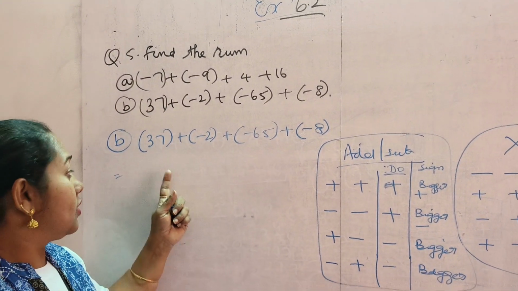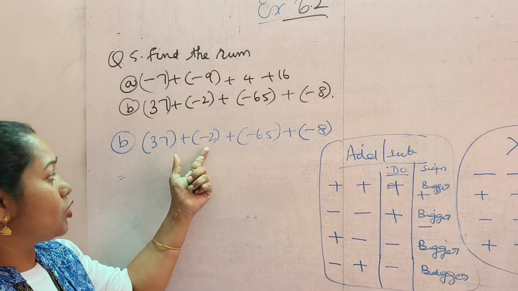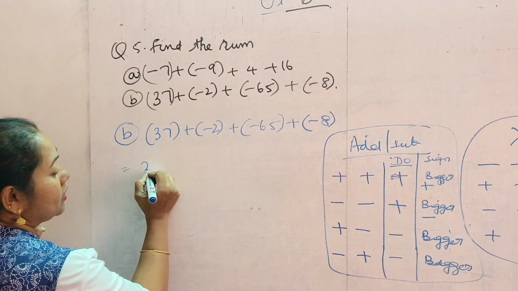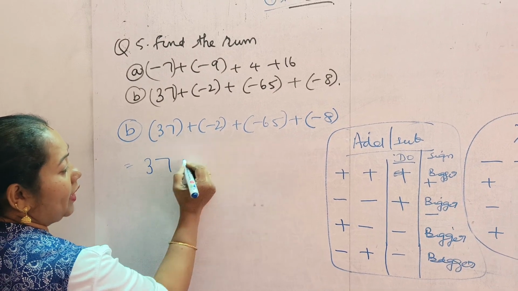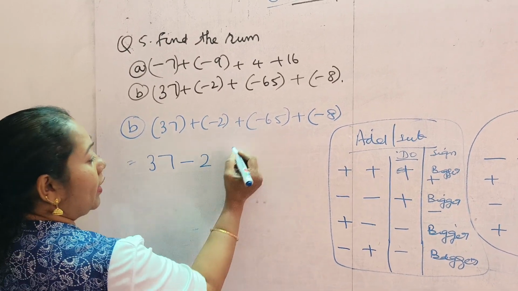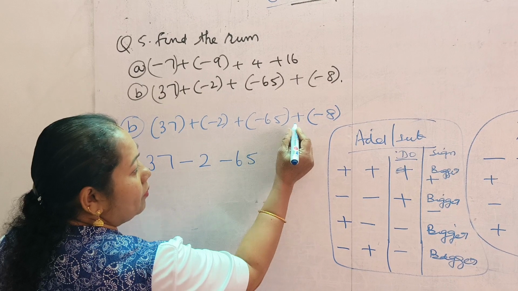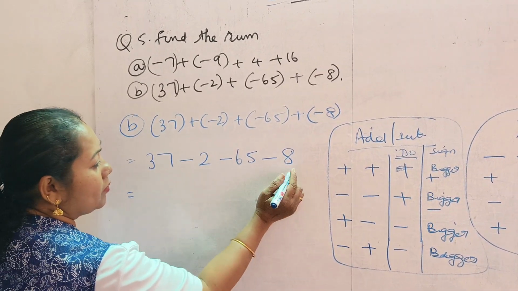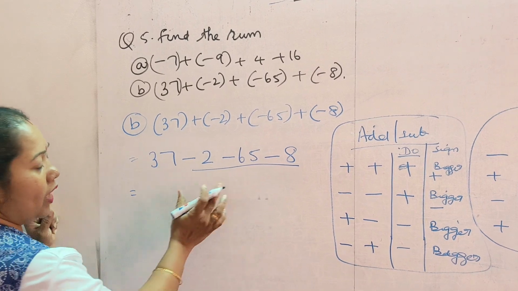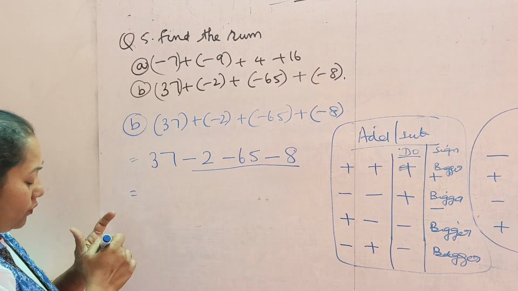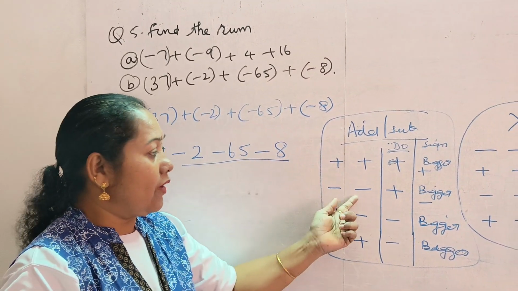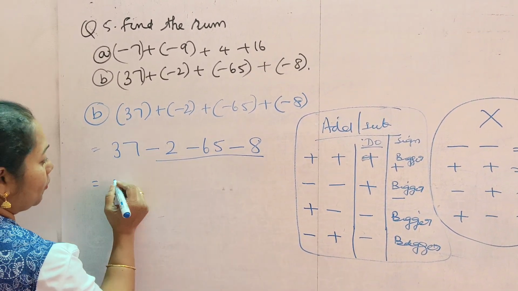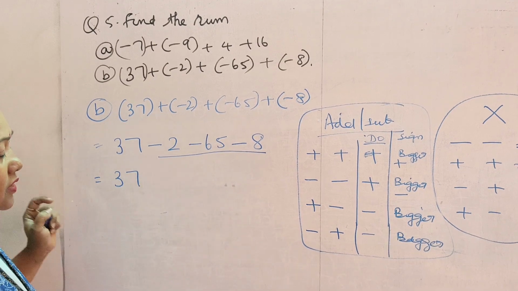Next question is 37 plus minus 2 plus minus 65 plus minus 8. So 37 is a positive number, plus minus 2, plus minus 65, plus minus 8. Now all these numbers are of minus sign, so we have to add all these numbers. If all are minus, we do addition and keep the bigger number's sign. So we bring forward 37 as it is here.